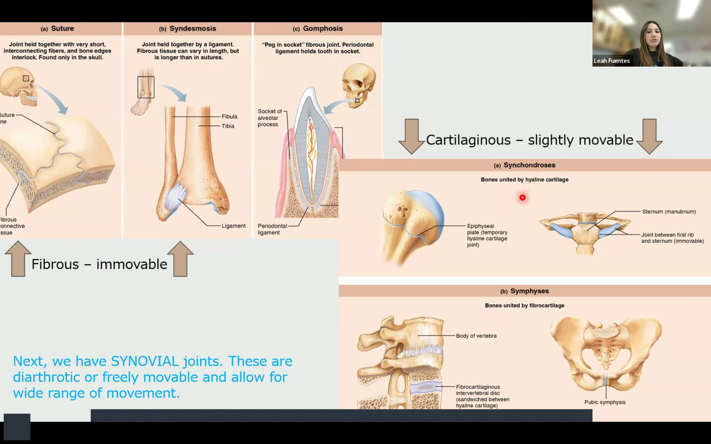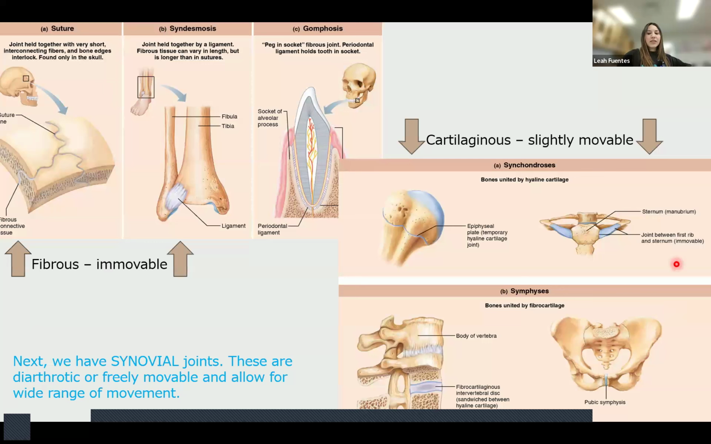So the first one, synchondrosis, these are bones united by hyaline cartilage. So an example of this is the epiphyseal plate or the joint between the first rib and the sternum. So remember, your ribs do not attach directly to your sternum. They have to attach via cartilage. So this is an example of that. The way this can be asked is give an example of a cartilaginous or a synchondrosis joint. That would be what you would write.